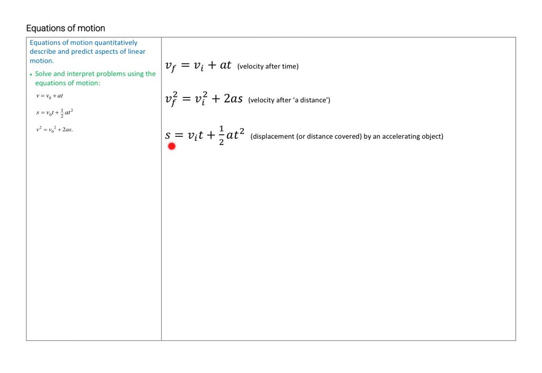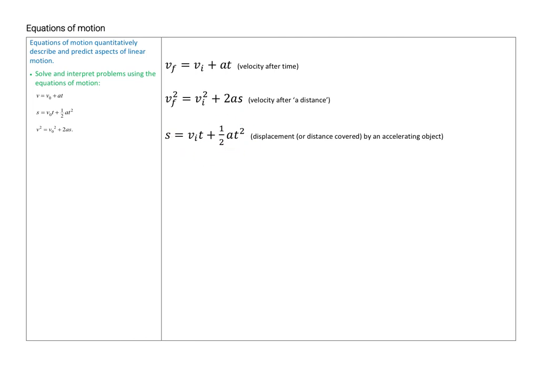And this last formula, remember S is displacement, which is like distance, lets you work out how far an accelerating object travels. So it's Vit, which is a bit like, if you just consider that first bit, displacement equals velocity times time, which is when you do constant velocity. But to introduce the effect of the acceleration, you add this half a t squared part.